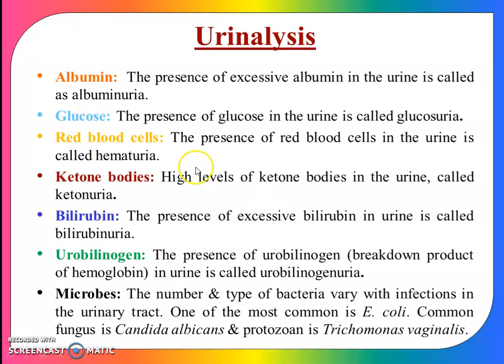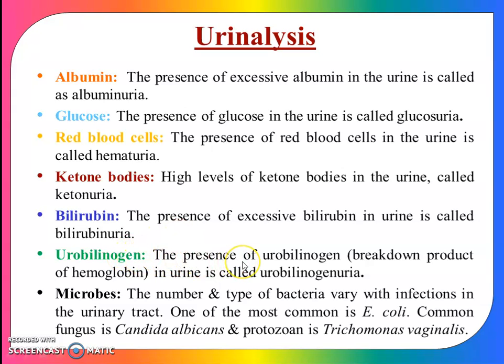Also in the urine certain substances are determined, like the presence of excessive albumin in the urine is called albuminuria. The presence of glucose in the urine is called glycosuria. The presence of red blood cells in the urine is called hematuria. High levels of ketone bodies in the urine is called ketonuria. And the presence of excessive bilirubin in the urine is called bilirubinuria.